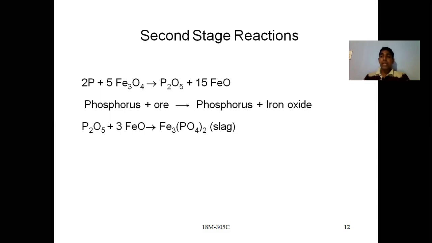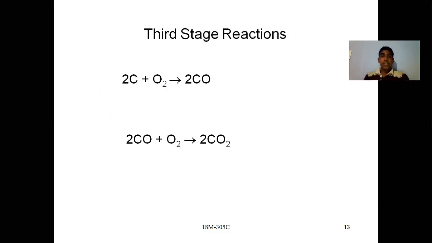You have to write the reactions. So first stage reactions, second stage reactions, and third stage reactions. If you see the third stage reactions, in the third stage, what is happening? The carbon that is present in the pig iron as impurity can be removed. So what are the impurities we are having? Silicon, manganese, phosphorus, and carbon.